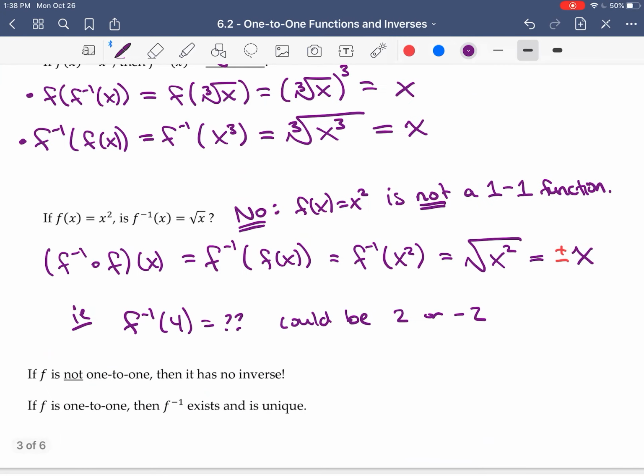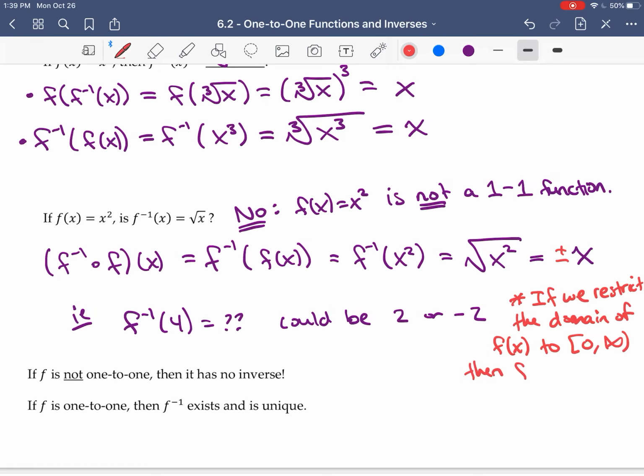Now, when we did this other one, we said that they were not inverses because of the function x squared not being one-to-one. I just want to make a comment here. If we restrict the domain of f of x to 0 to infinity, so we only let you plug in positive numbers, then f of x is one-to-one, and f inverse of x is the square root of x.